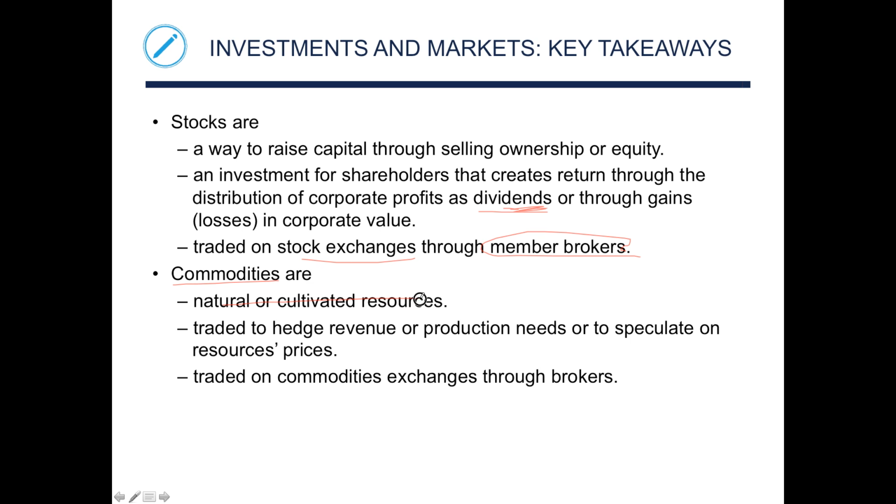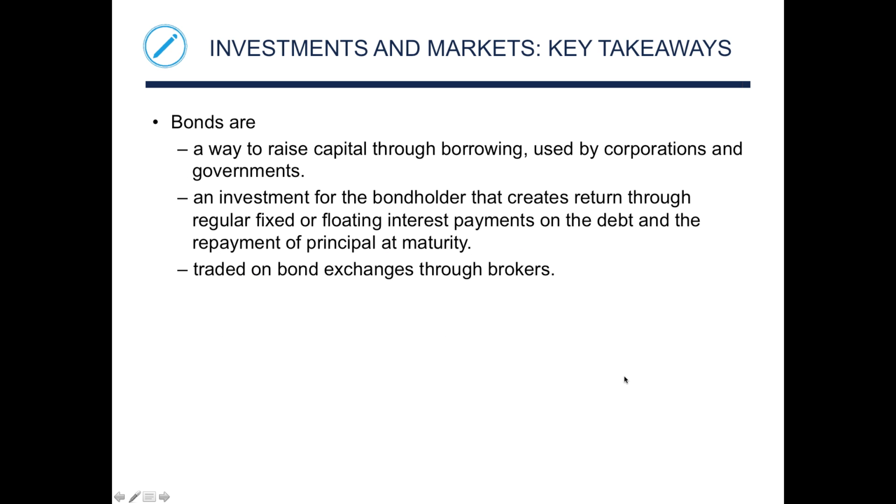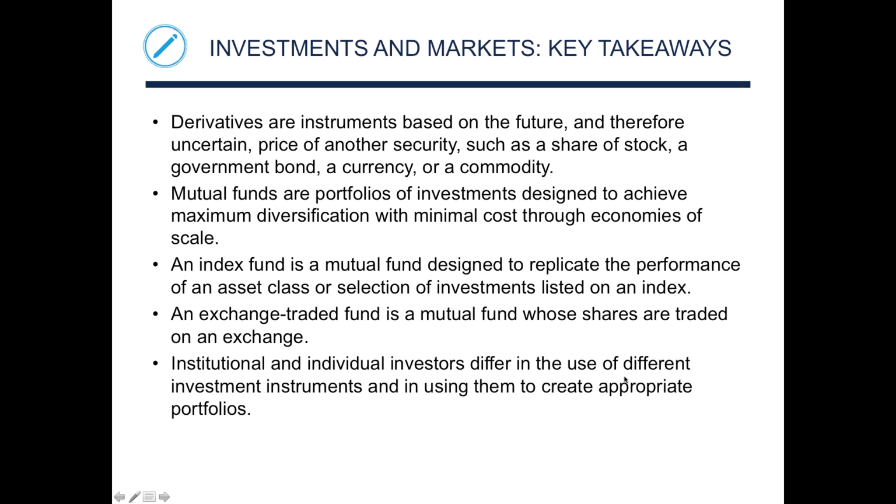Commodities are natural or cultivated resources. So whenever you hear crude oil or corn or wheat, these are commodities, okay? Natural or cultivated resources. Coffee is another one. They're traded to hedge revenue or production needs or to speculate on the resources' prices. And commodities are traded on commodity exchanges through brokers, just like stocks and just like bonds. Broker, broker, broker. Investment and market takeaways.